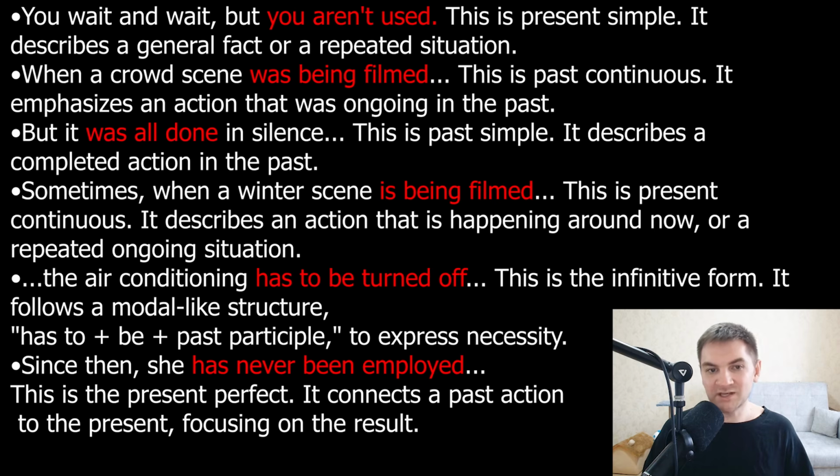Sometimes when a winter scene is being filmed, this is present continuous. It describes an action that is happening around now or a repeated ongoing situation. The air conditioning has to be turned off. This is the infinitive form. It follows a modal-like structure: has to plus be plus past participle to express necessity. And since then she has never been employed, this is present perfect. It connects a past action to the present, focusing on the result. I hope you are okay with it, but now let's move on.